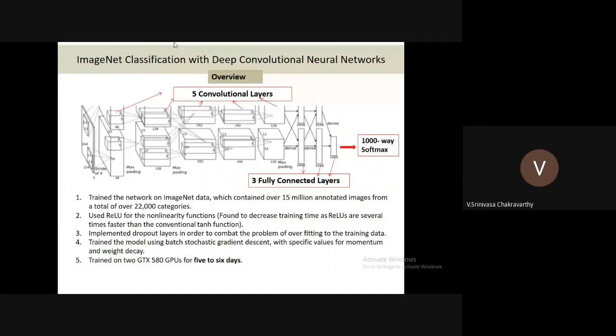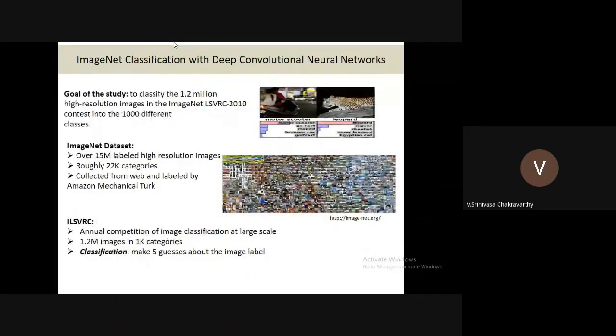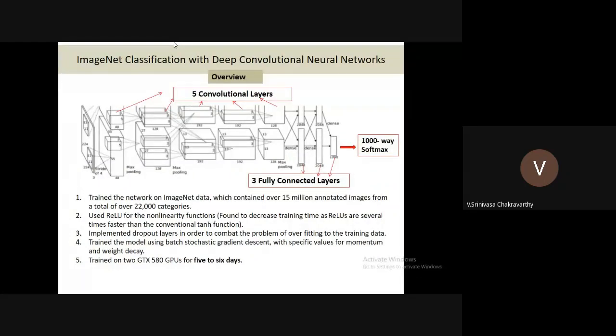For this, they have taken an architecture which looks something like this. I'll show you a simpler picture later. They have taken these 1.2 million images and classified them into 1,000 classes. They use ReLU nonlinearity and found it is much faster than using tanh and other sigmoid functions. They use dropout layers to improve generalization, and use stochastic gradient descent, and also introduce methods like momentum and weight decay. Weight decay is for improving generalization and, like I think discussed before, momentum is for improving training speed. It took about 5 to 6 days to train this on multiple GPUs.